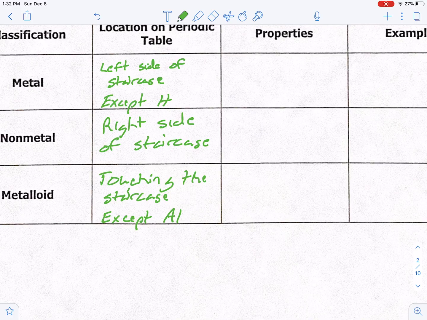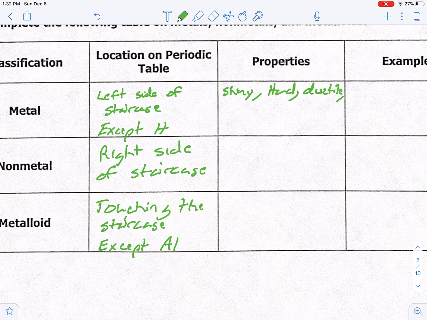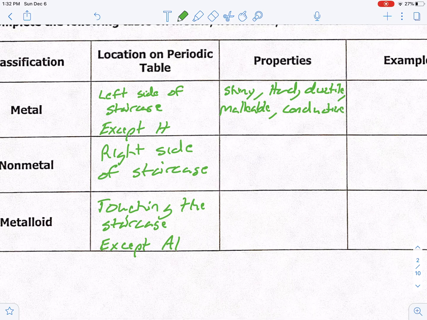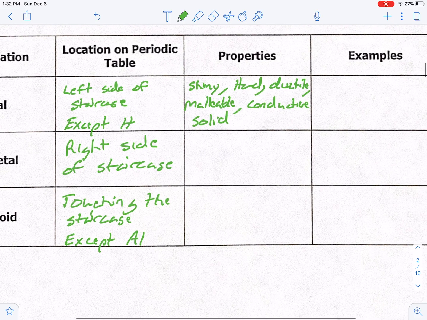Okay, so now we're going to talk a little bit about the properties of each. So metals, just like you would think, metals are going to be shiny, hard, ductile. Ductile just means basically you can draw them into a wire. You can use them as a wire. They're malleable. Malleable just means you can mold them, bend them, things like that. And then conductive. Conductive you use for electricity, so how well they're used for electricity. And then lastly, they're going to be solid.